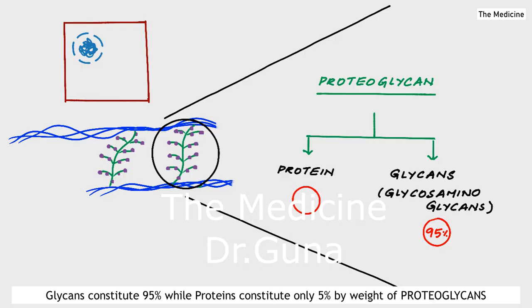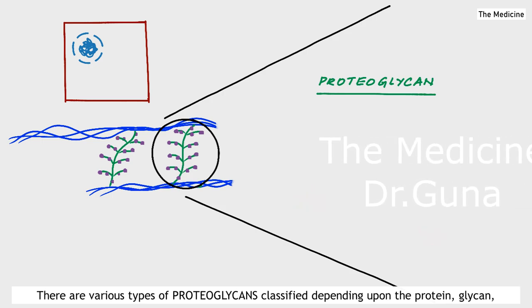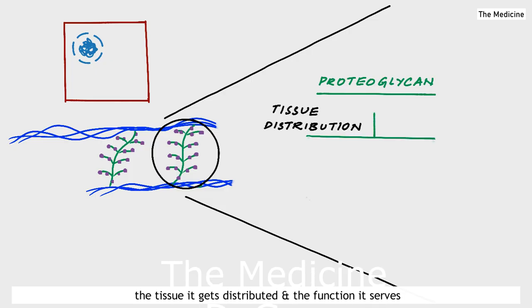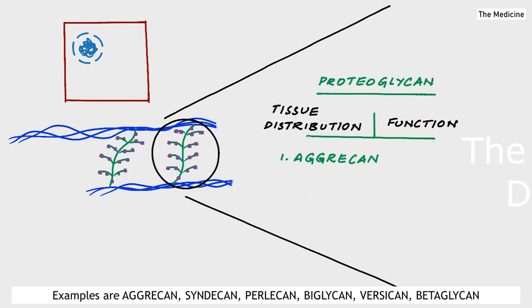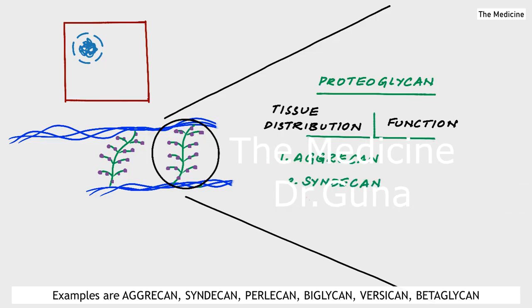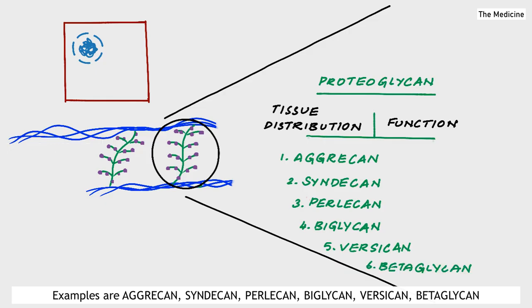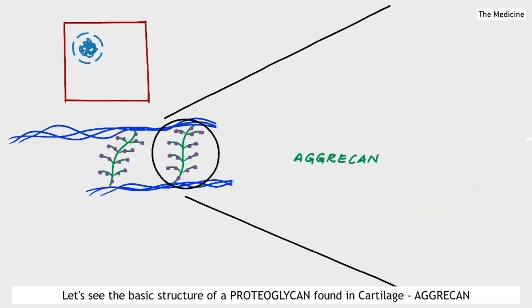Glycans constitute 95% while proteins constitute only 5% by weight of proteoglycans. There are various types of proteoglycans classified depending upon the protein, glycan, their tissue distribution, and the function they serve. Examples are aggrecan, syndecan, perlecan, biglycan, versican, betaglycan, decorin, serglycin, and fibromodulin.